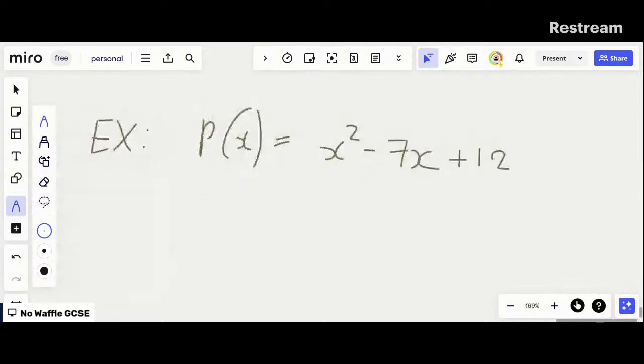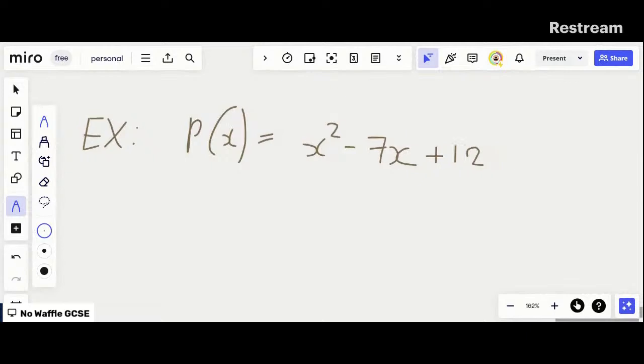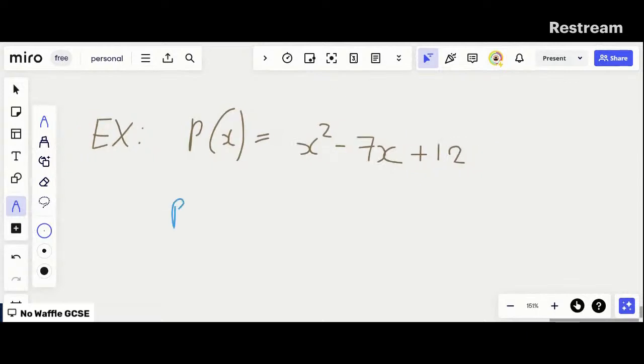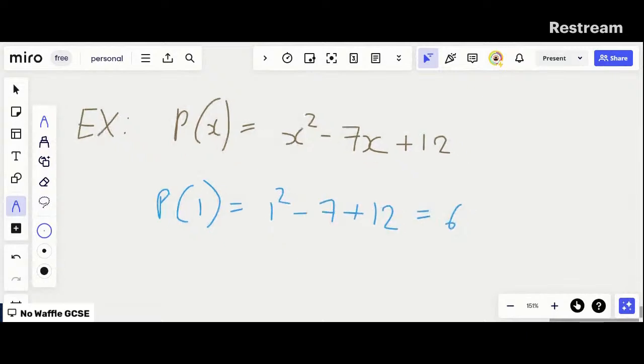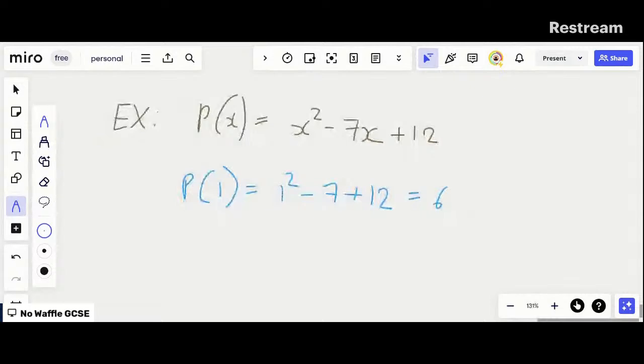So you find a value for x for which it equals 0, and then you know one of the factors and you can work out the other factor. So for example, let's try when x is 1. So when x is 1, you've got 1 squared minus 7 plus 12. So 1 minus 7 is minus 6 plus 12. So that's way too small to get 6. So let's try another value.